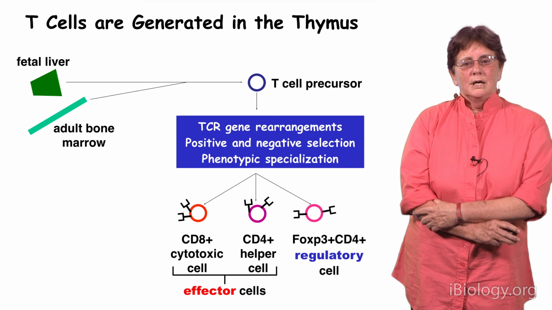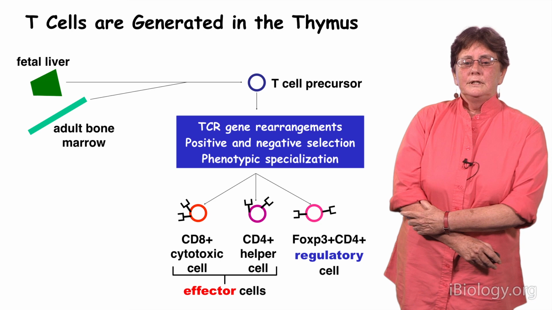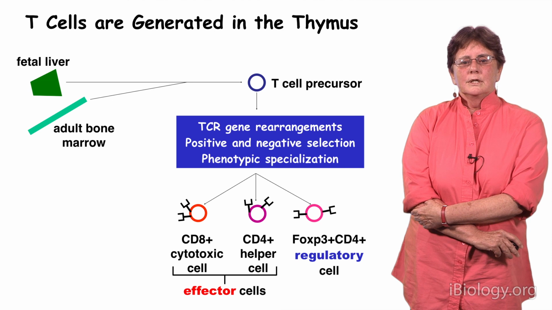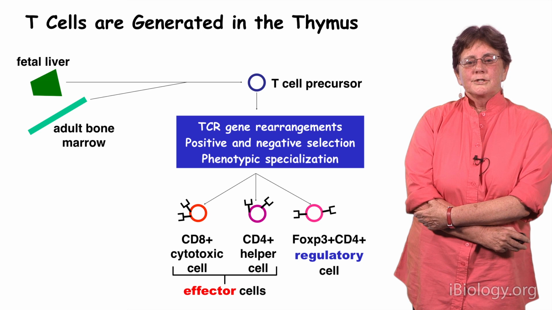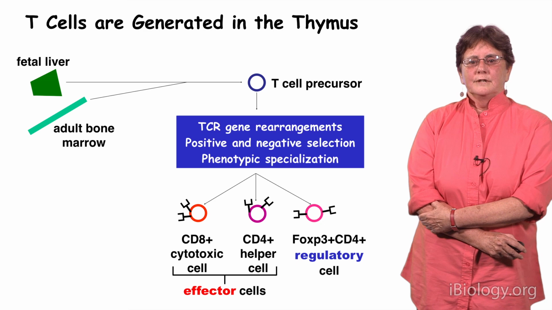And then finally, phenotypic specialization takes place. So I mentioned that there are CD8 positive cytotoxic T cells and CD4 positive helper T cells. And these are what we call effector cells, which get the job done in an immune response. There are also CD4 positive regulatory T cells, which control the activities of these effector cells.